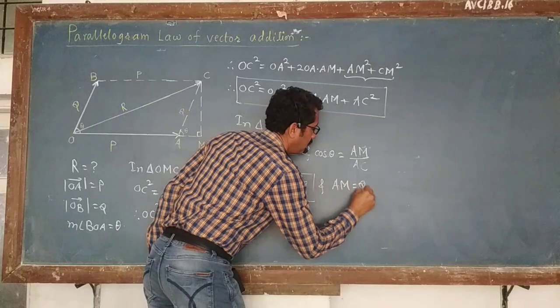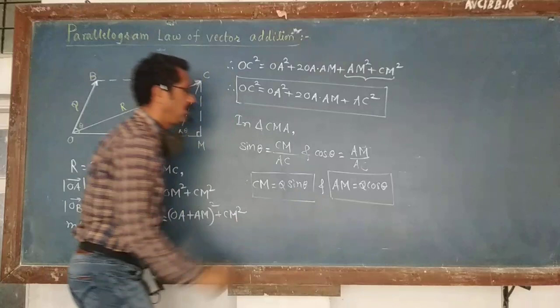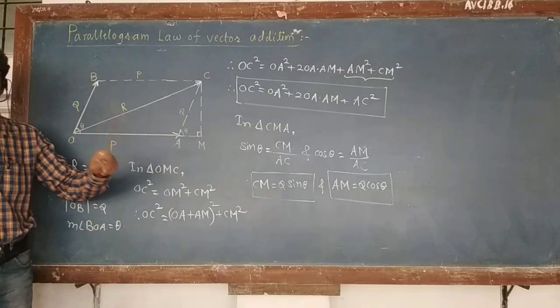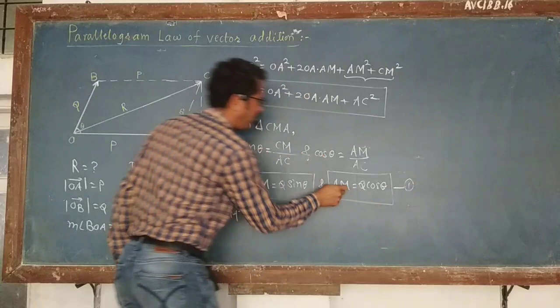What did I want to find? I wanted to find AM. I found AM and also CM. Both things I have calculated. That will be useful to me somewhere or the other. So I will put this particular value of AM here in this equation.